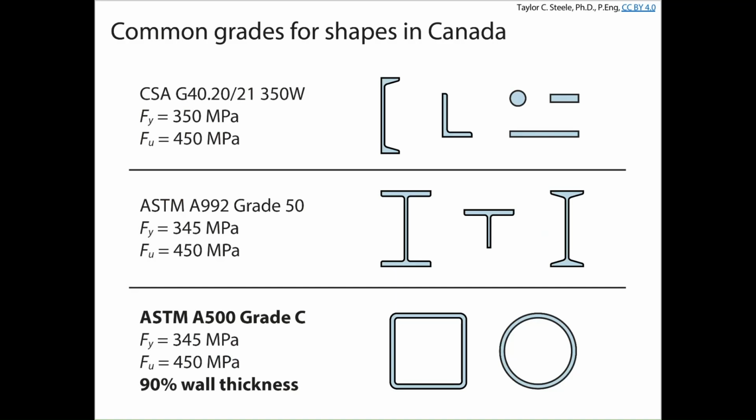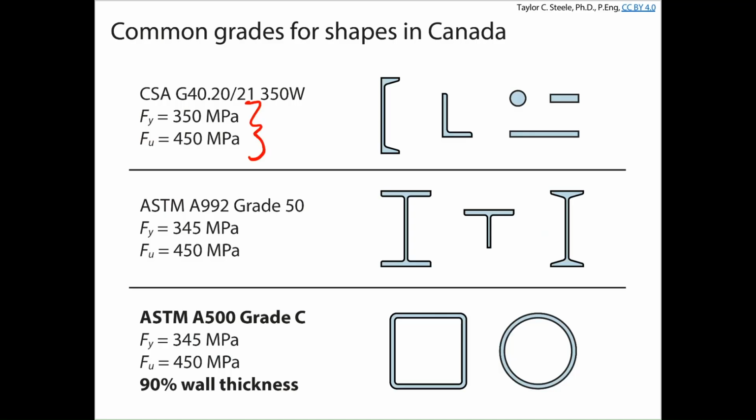Almost every channel, angle, and piece of bar or plate that you're going to have on your project will be from Canada, and it will be rolled to G40.21 350W. And what that tells you as the design engineer is that you should be designing with these strengths in mind. You've got 350 MPa as a yield, 450 MPa as an ultimate tensile strength.